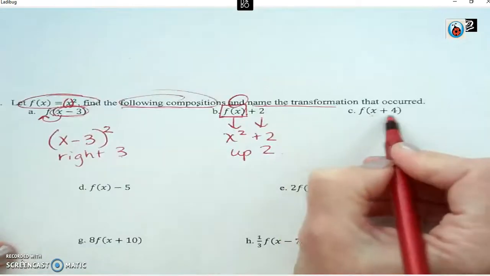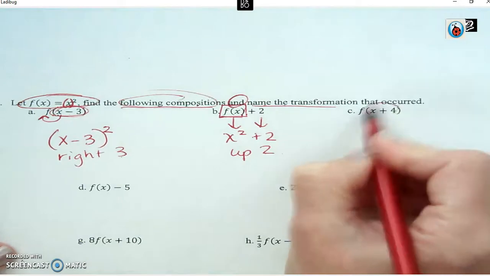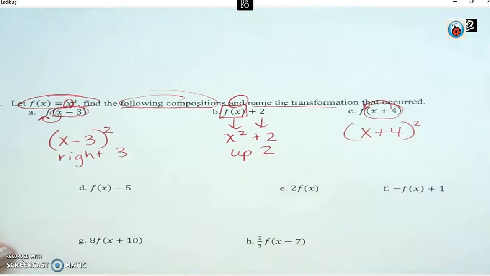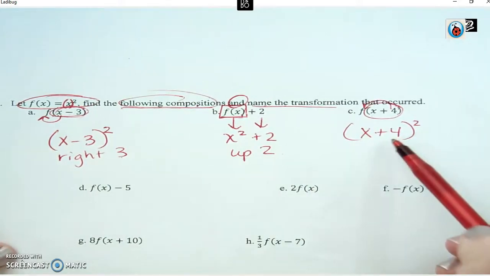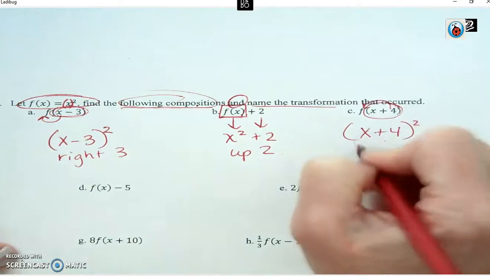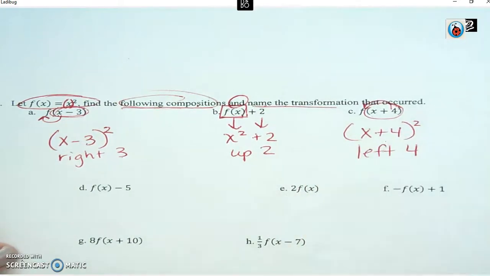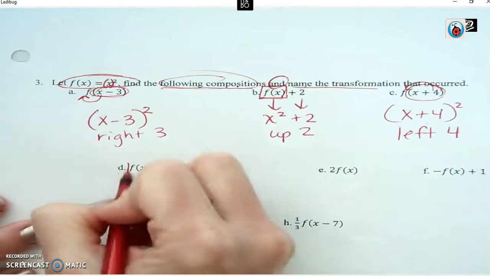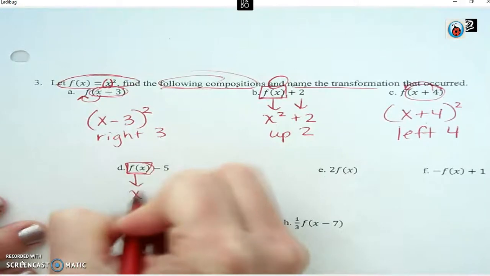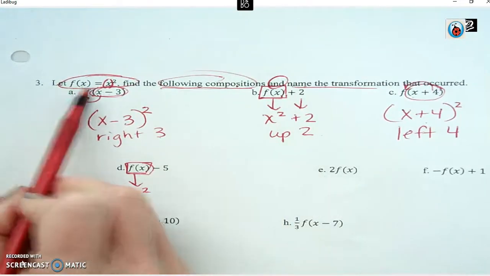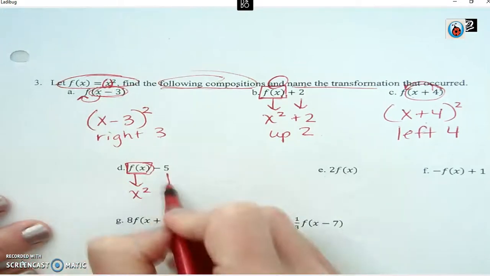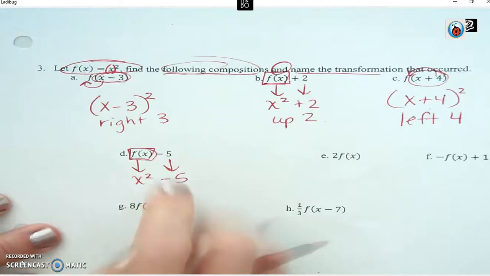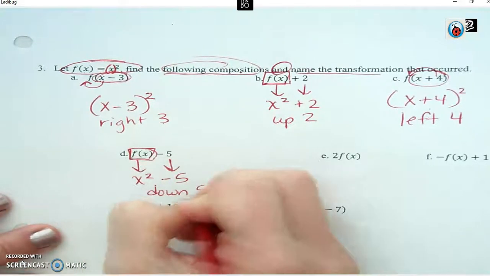All right, notice that this one is in parentheses, so you're putting it in the function. X plus 4 with a square on the outside. If it's in the parentheses, it moves it left or right. So this one moves it left 4 because you do the opposite. All right, notice that this one is not in the parentheses. So you just replace this with x squared, because that's what it says right here. F of x is equal to x squared. And then you drop down the -5. If you're adding or subtracting, it moves it up or down. So this one moves it down 5.